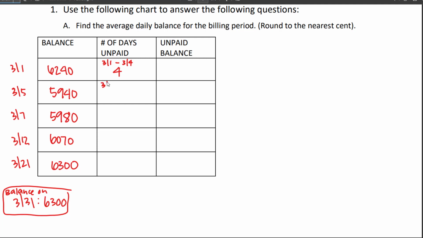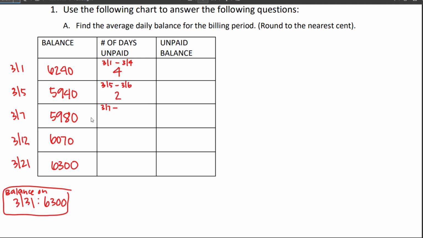We'll do the same thing. We go from the 5th to the 6th because our next transaction happens on the 7th. So we can't include the 7th on this row. We have to go to the next row for the 7th. Okay? So from the 5th to the 6th is 2 days.